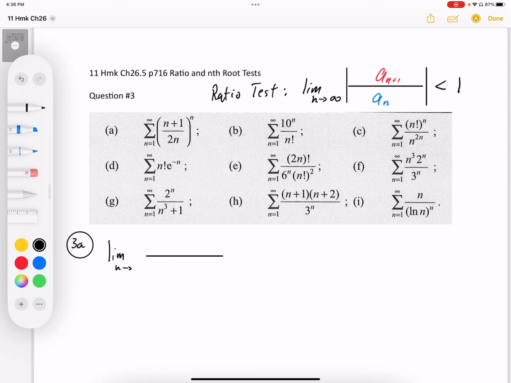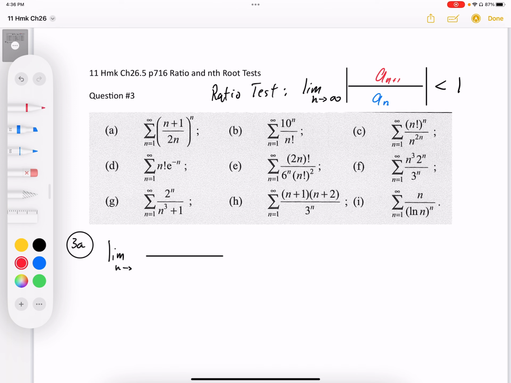So we're going to do a couple examples of the ratio test. Looking at 3a, our an term is (n plus 1 over 2n) all to the power n. Okay, so I'm going to set this up this way.